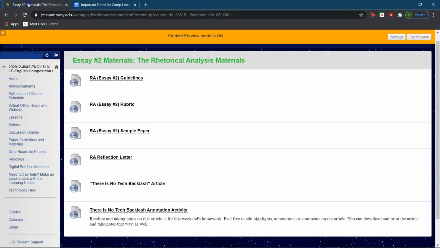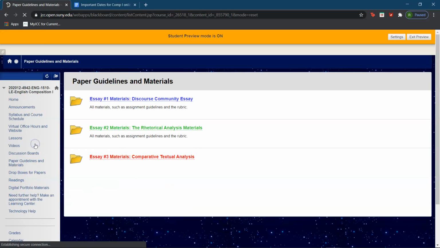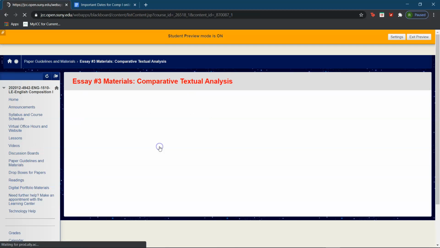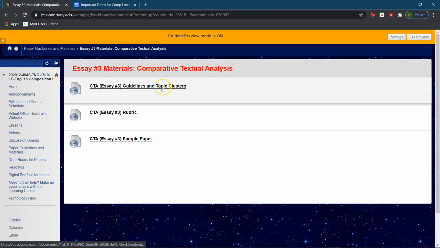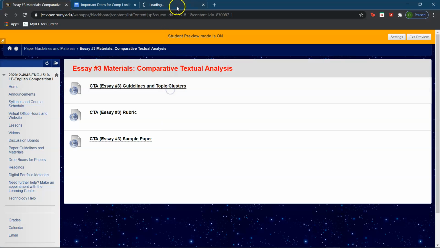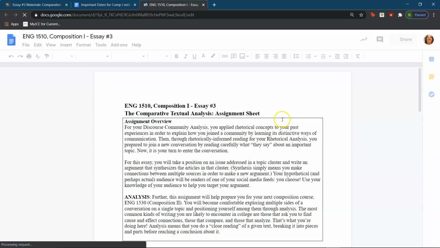So moving on from that, we're going to take a look at the comparative textual analysis essay number 3 materials today. And here are the guidelines and the topic clusters. And that's the main thing that I'm going to be looking at today.